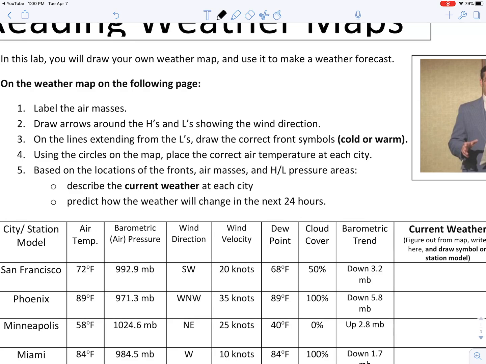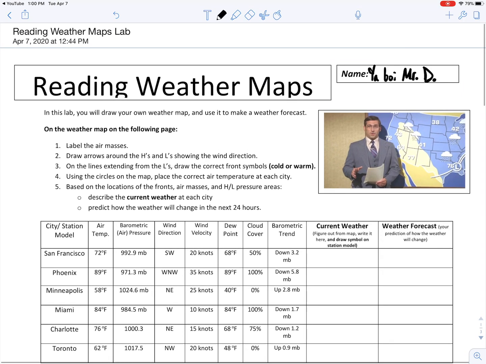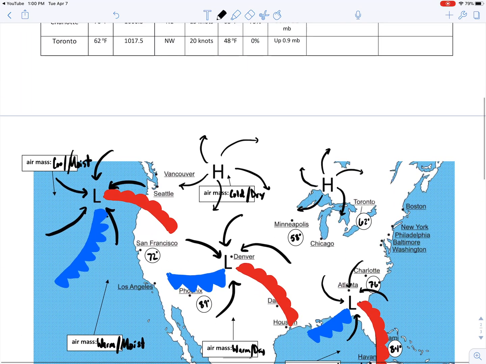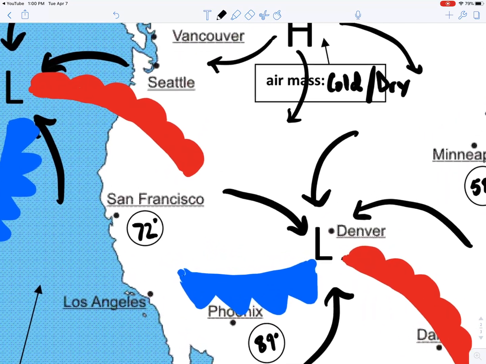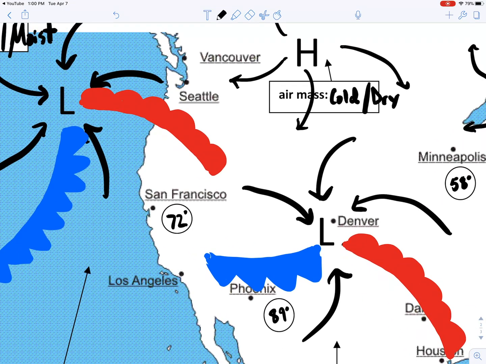We are ripping right along on this activity. Our final thing is, based on the locations of the fronts and air masses and the high and low pressure areas, we're going to describe the current weather at each city and predict how the weather is going to change in 24 hours. So here we go.